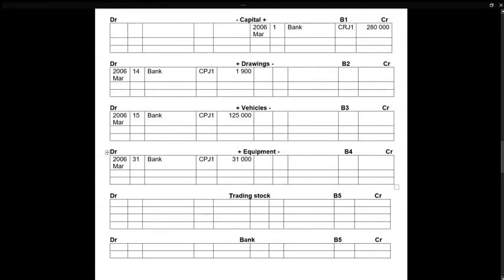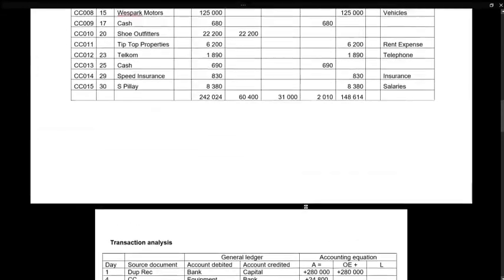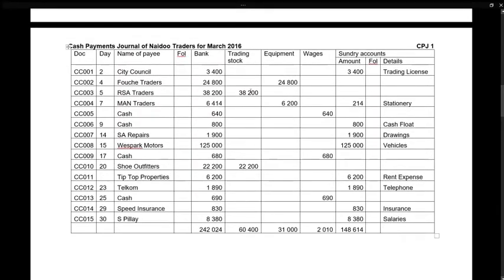Right. Then trading stock. In this case it's going to be a bit more difficult since I purchased trading stock and I sold trading stock. So it's going to increase and decrease. It's also an asset account, therefore plus minus, increase debit side, decrease a credit side. So trading stock. I purchased trading stock to the value of 60,400 Rand.